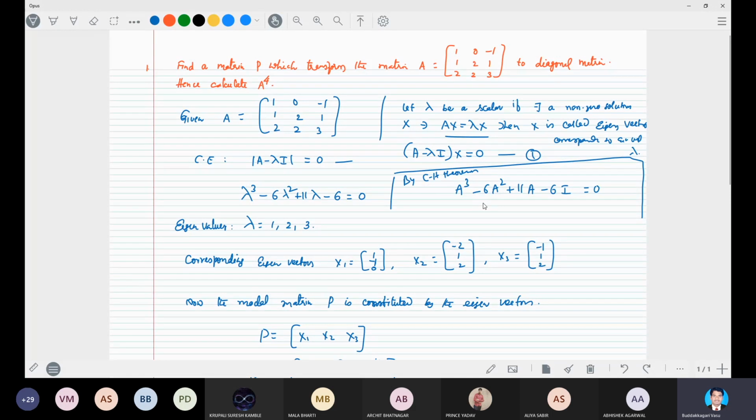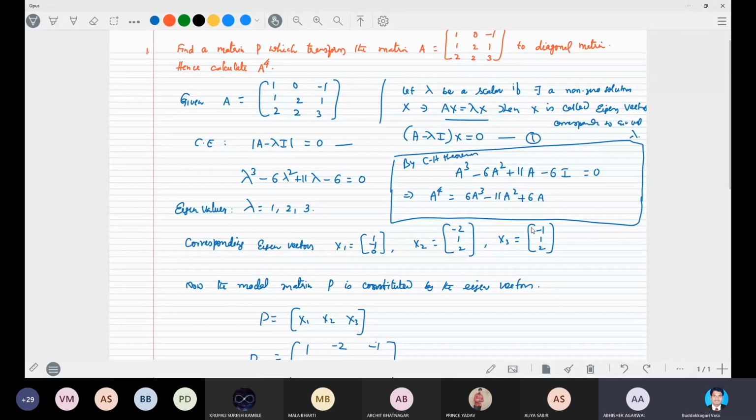Now from this, how can we find out A power 4? First multiply with A on both sides. So A power 4 is equal to 6A cube minus 11A square plus 6A, right? This is A power 4, but you need A cube, A square and so on. If there is any higher power, the Cayley-Hamilton theorem needs the lower powers.